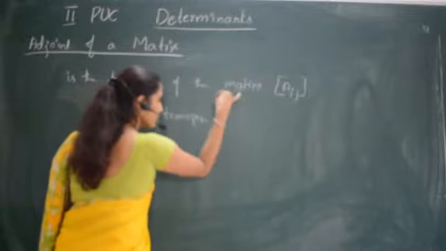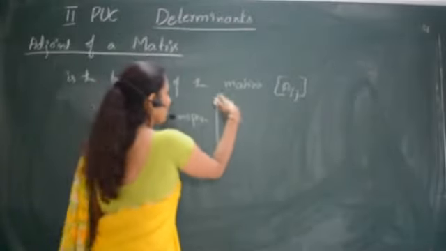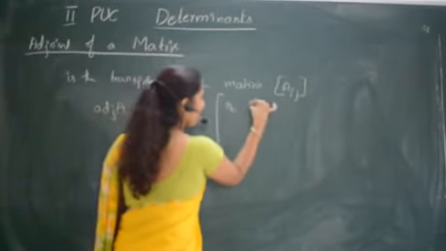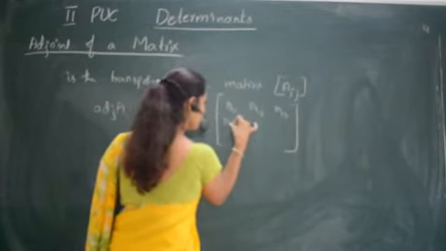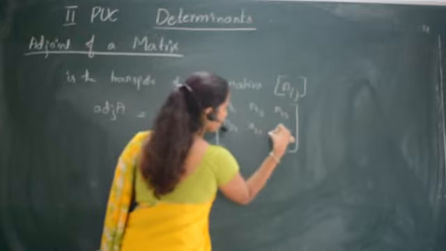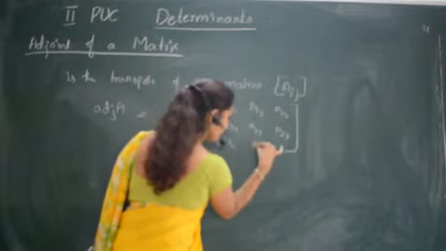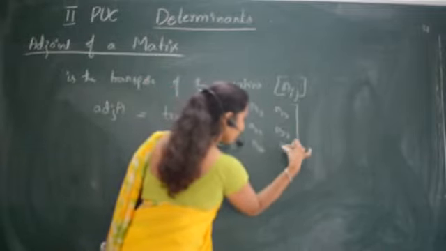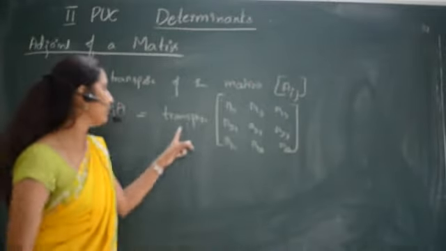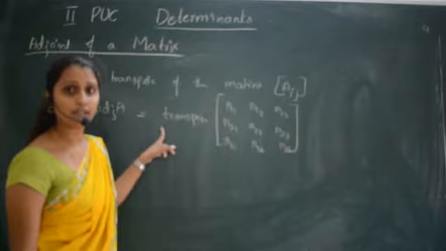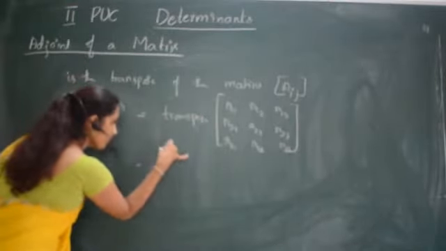the cofactor matrix. So the cofactor matrix is A11, A12, A13, then A21, A22, A23, A31, A32, A33. So this is the cofactor matrix, meaning the cofactor of each element we have written together. So the transpose of this will be, the first row becomes the first column.